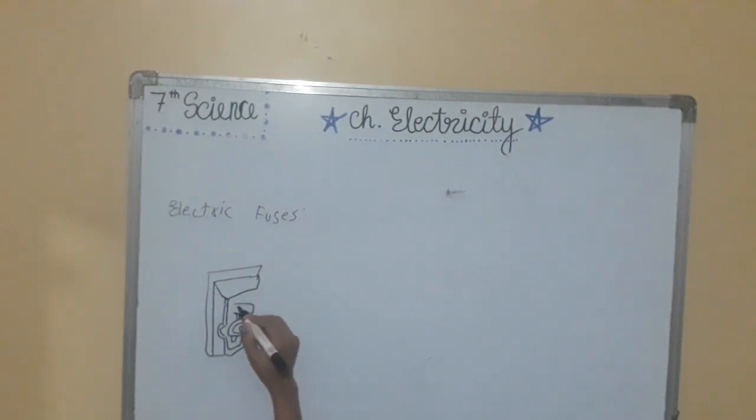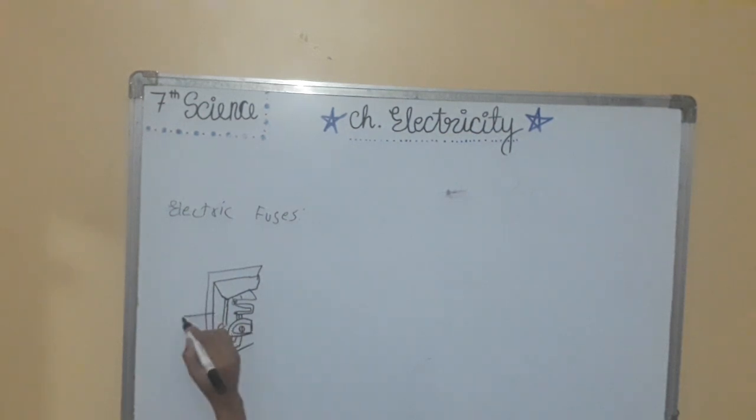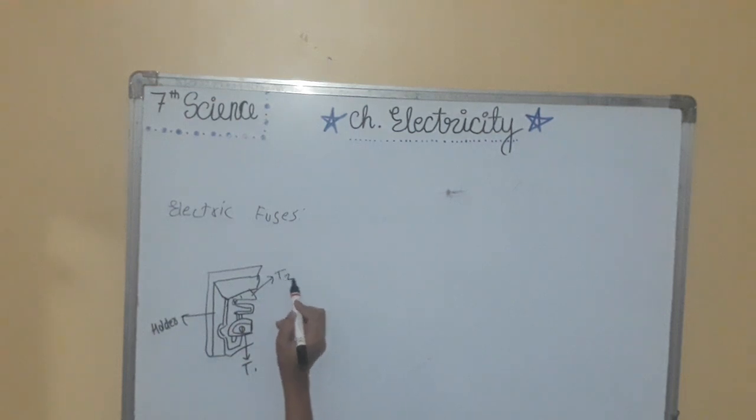Now this type of, after that again this, circle and a line between it. This is the holder. This is T1. This is T2. And these are the fuse wire.